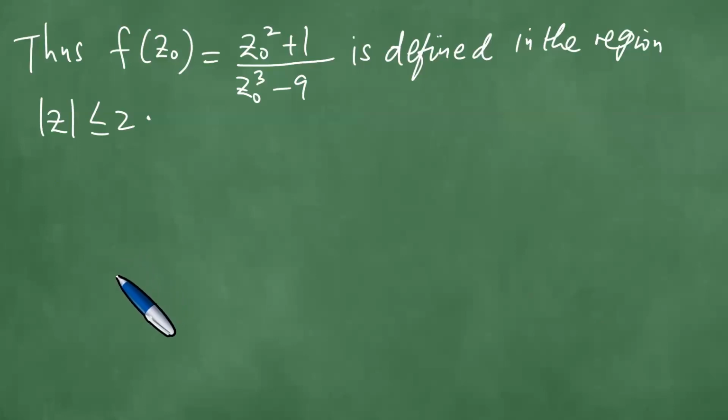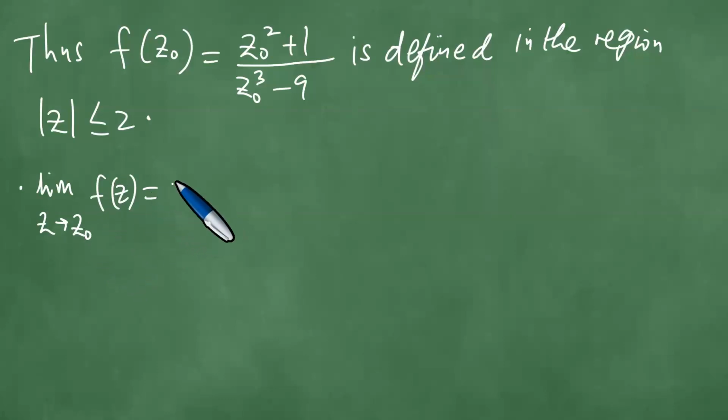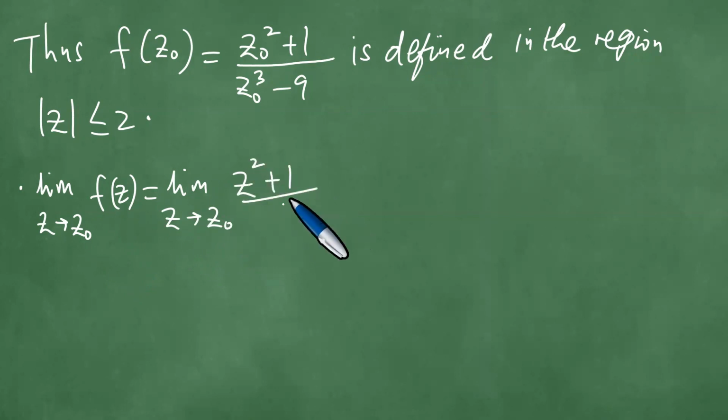All right, so now we have proven that it is defined. So the next thing is to find the limit as z approaches z0 of f of z, which is the limit as z approaches z0 of z squared plus 1 divided by z cubed.